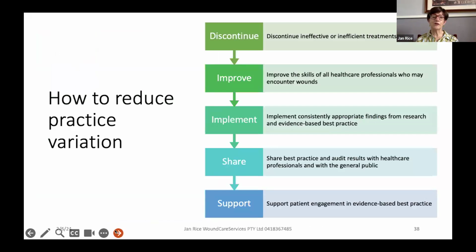And so how to reduce this practice variation? Well, I can't actually on my own screen see the top thing here, but whatever that top one says, then improve the skills of all health professionals who encounter wounds, implement consistently evidence-based approaches, share best practice documents with professionals so that we're all on the same page, and support patient engagement in evidence-based best practice.